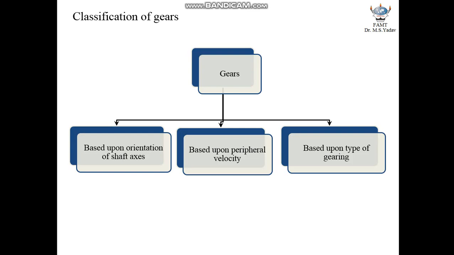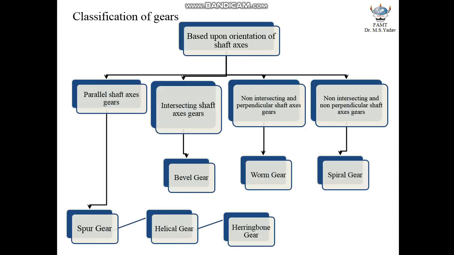Let's go through the first one, that is classification based upon orientation of shaft axis. Under this, we have four possible orientations. Shafts may be parallel to each other. Second one is where shaft axes are intersecting. The third one is shaft axes may be non-intersecting and perpendicular to each other. And the fourth one is shaft axes are non-intersecting and even not perpendicular.